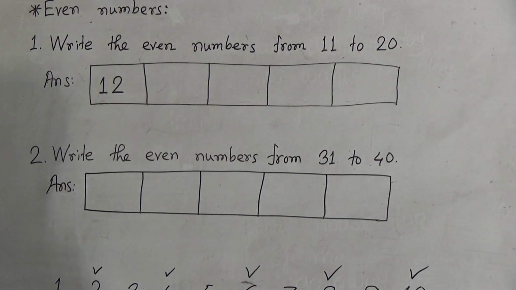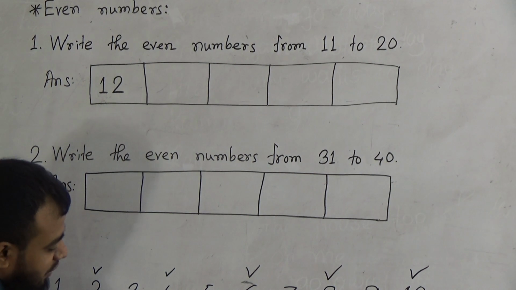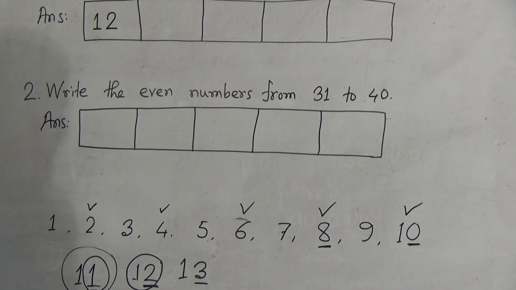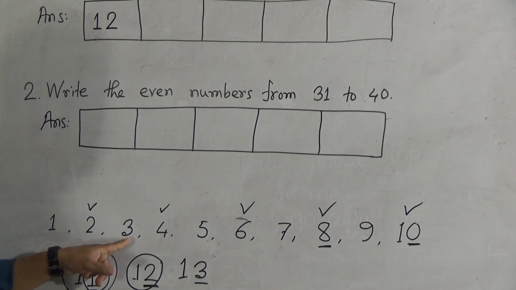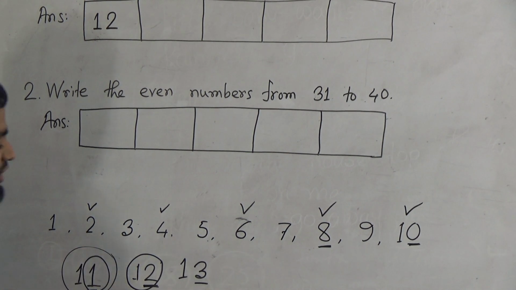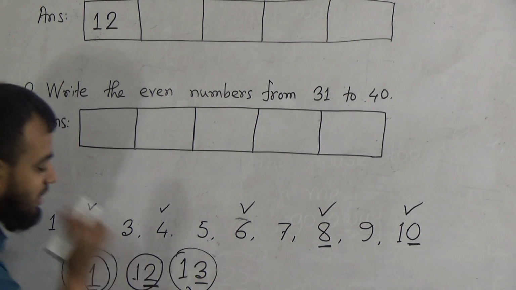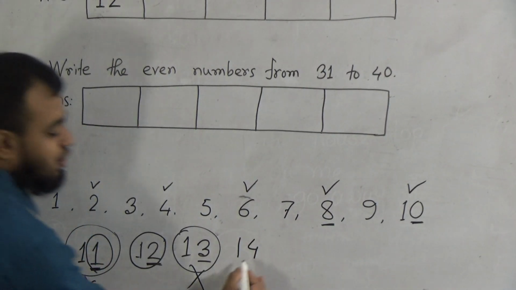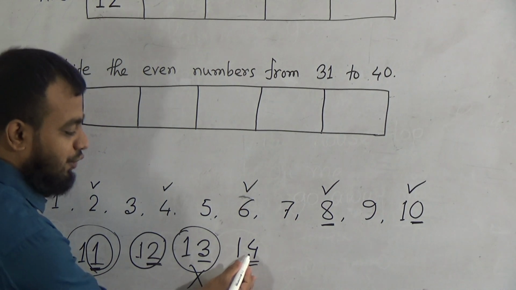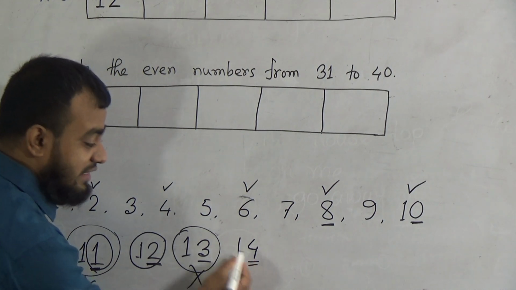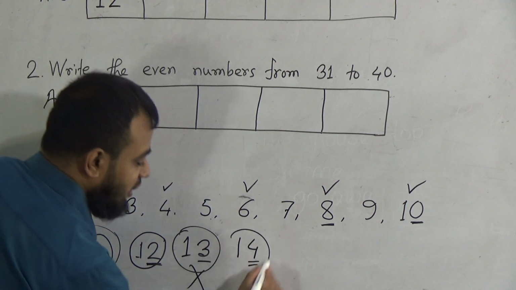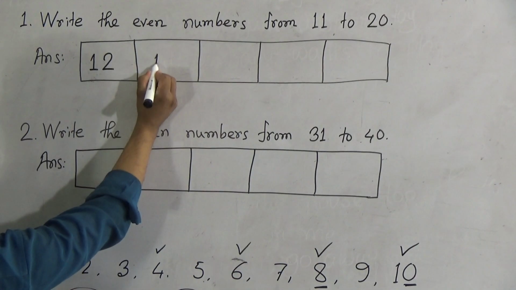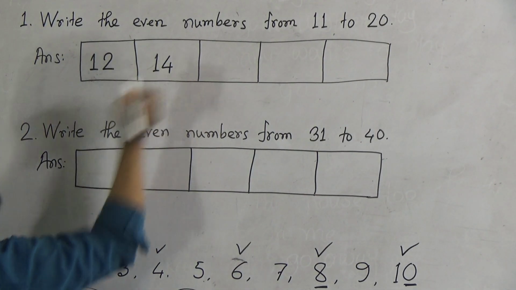Now after 12 we have 13. 13 has 3 on the right side, and 3 can't make a pair. That is why 3 is not an even number, so 13 is also not an even number. After 13 we have the number 14. My dear students, 14 has 4 on the right side, and we know that 4 can make pairs, and 4 is an even number. That is why 14 is also an even number. We should write down the next even number, 14, in the box. 1 and 4 make the number 14.